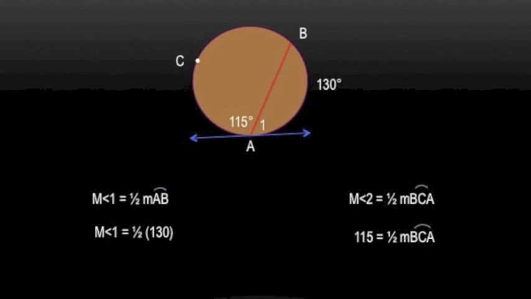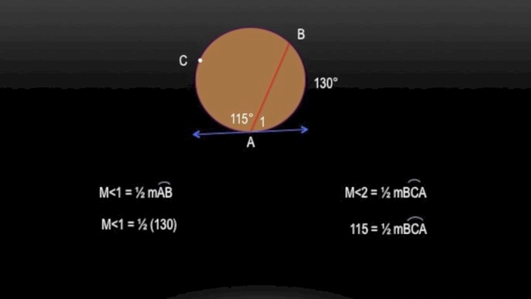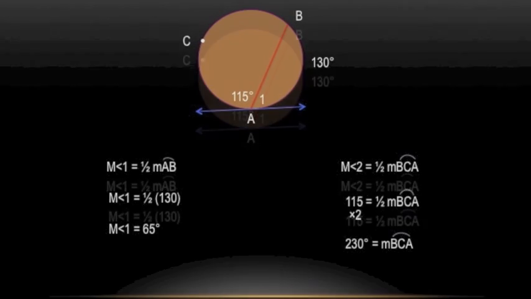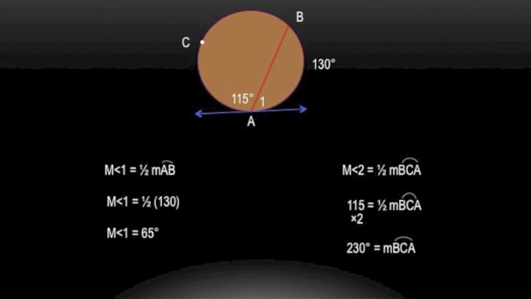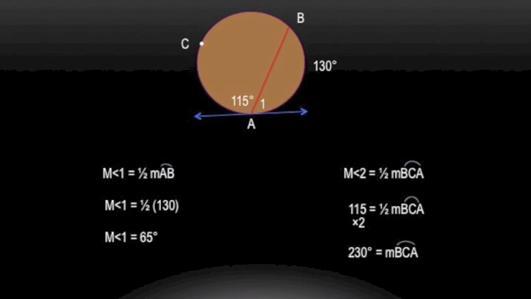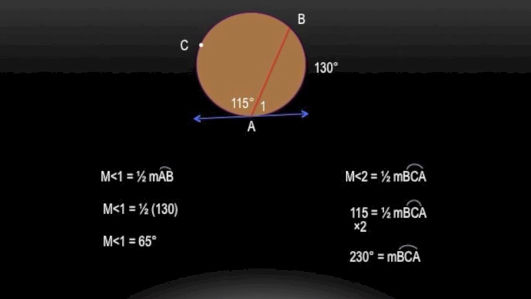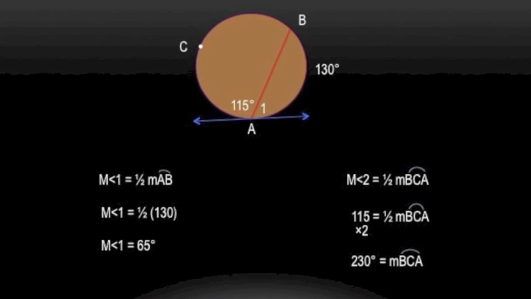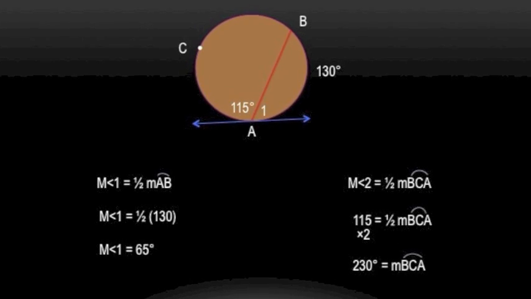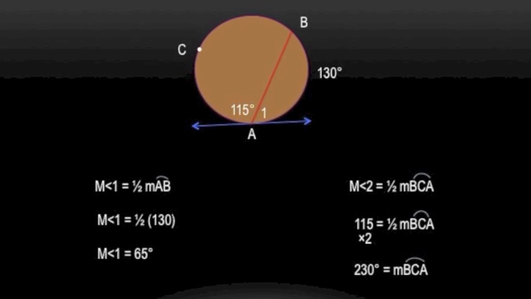AB is 130 degrees, and the measure of angle 2 is 115 degrees. And then we solve. 130 multiplied by 1/2 or divided by 2 is 65 degrees, and 115 multiplied by 2 or divided by 1/2 is 230 degrees.